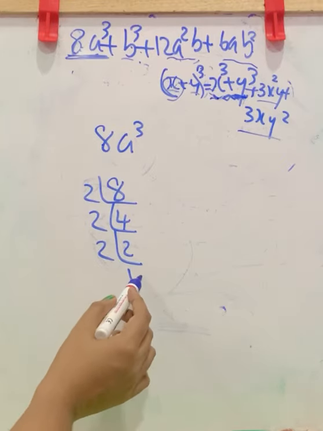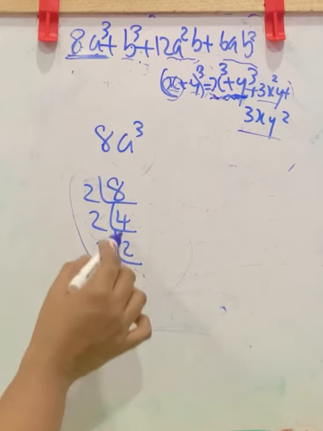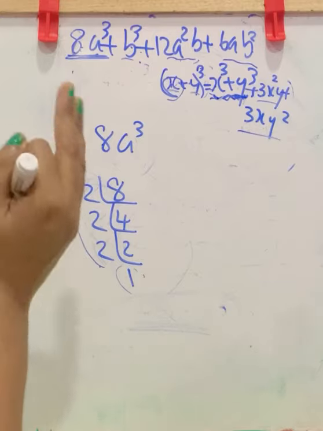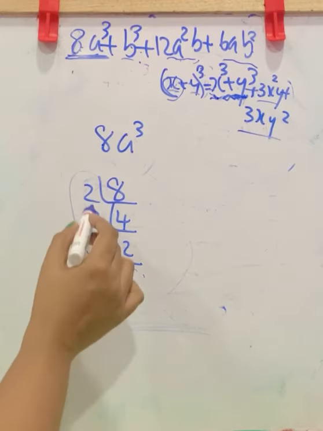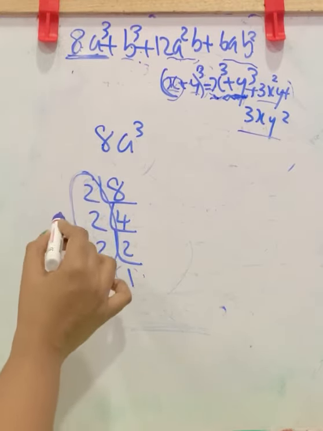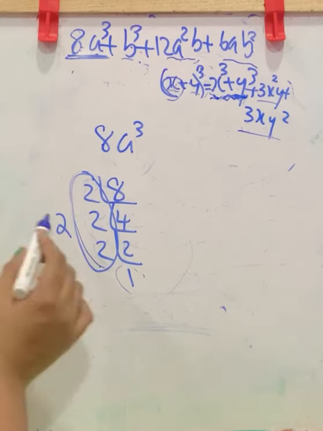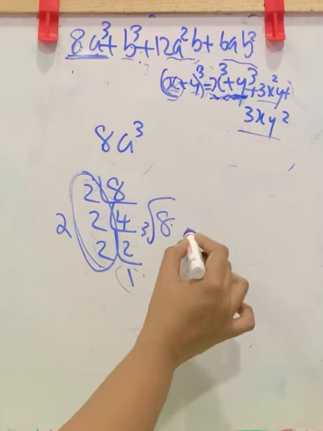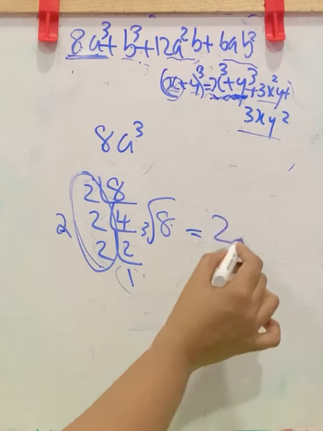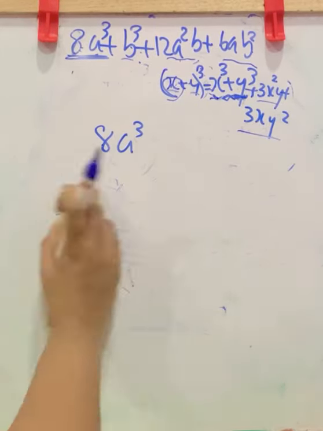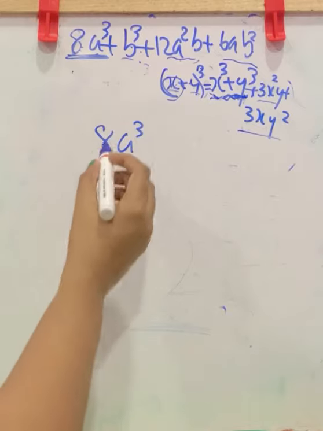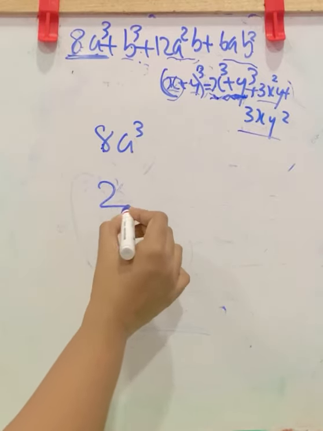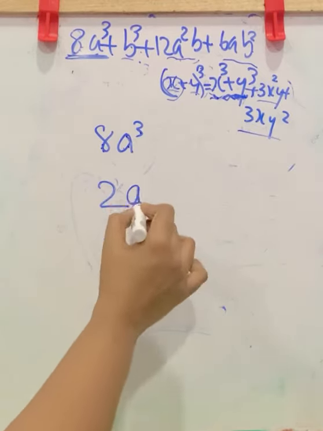You factorize till you get 1 here. This is the factorization. Now take 3 2's at a time and instead of that you will write one single 2. So the cube root of 8 is equal to what? We get the answer 2. Now here the cube root of 8 is 2. Cube root of a cube is a.